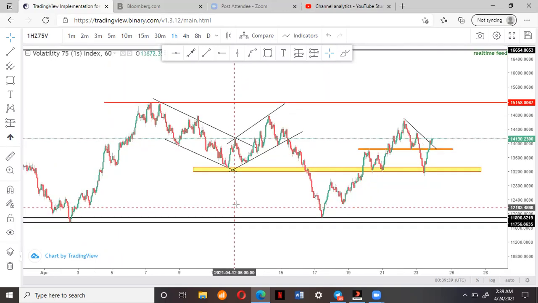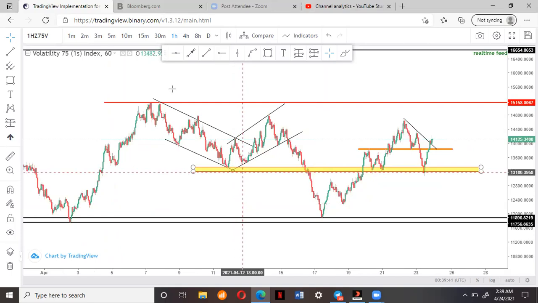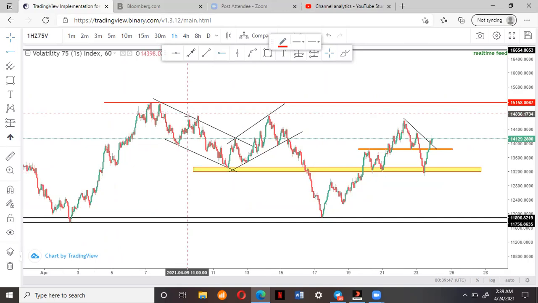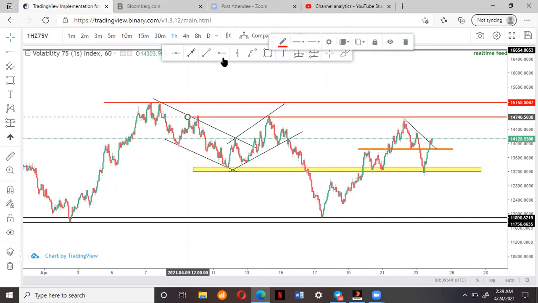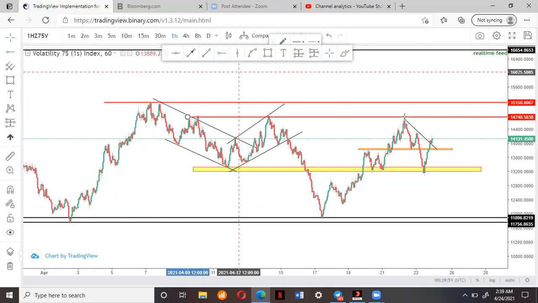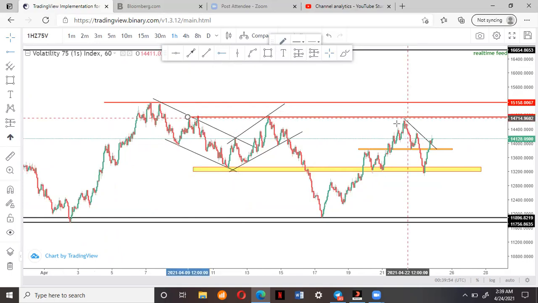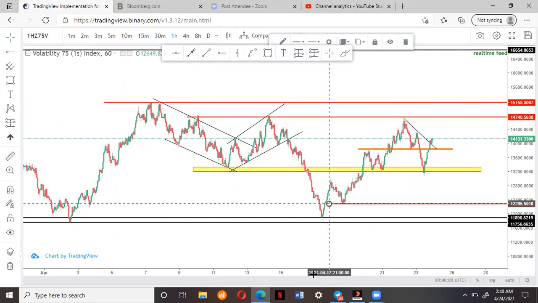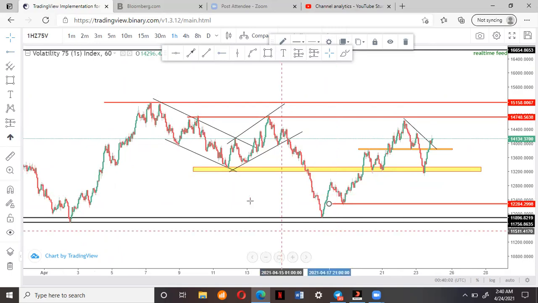Now, looking at resistance levels, we can see we have this one here, right there, and we have the second one here, right there, which also accommodates the third one. So fine. What are we looking at right now?